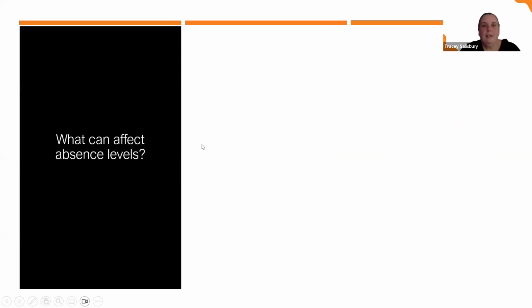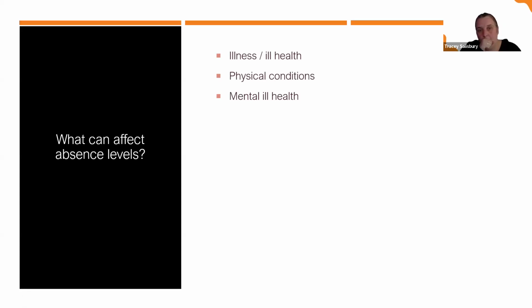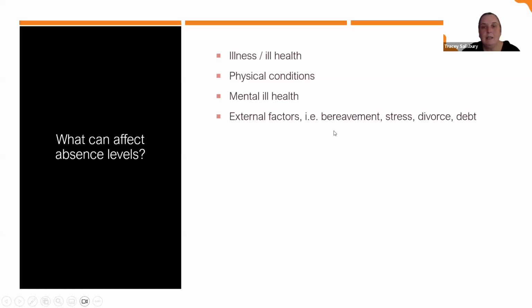And then some different things that can affect absence levels. So lots of different things that can affect why people are off. So obviously the most obvious one is illness and ill health. Physical conditions, so sometimes physical symptoms that a person has can mean that they're off sick. Mental ill health we'll look at a little bit later, but that is an increasing issue, an increasing reason for absence. There are stats at the moment that show that around 1 in 4 adults are or will experience mental ill health at some point in their working lives. So, a really high percentage of people that may be off with those reasons.